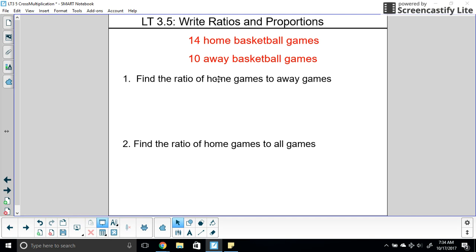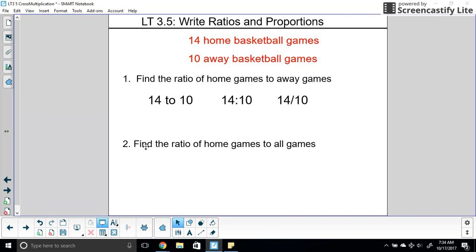I want to find the ratio of home games to away games. So home games is 14 to away games is 10, and I can write those three different ways. 14 to 10, 14 semicolon 10, or 14 as a fraction over 10.